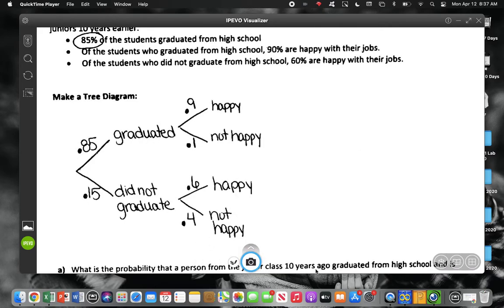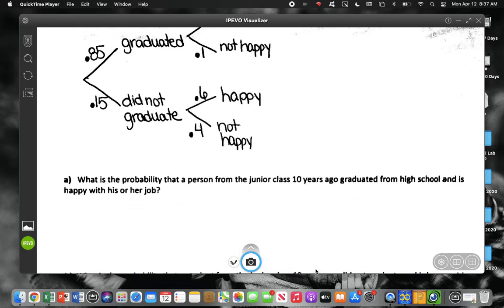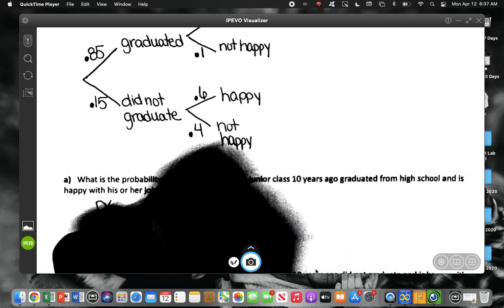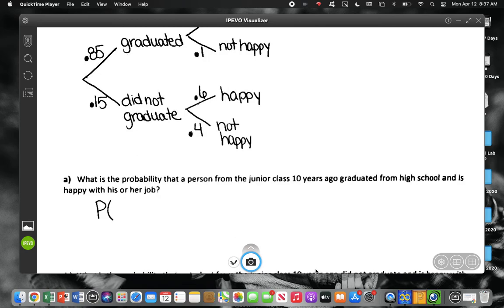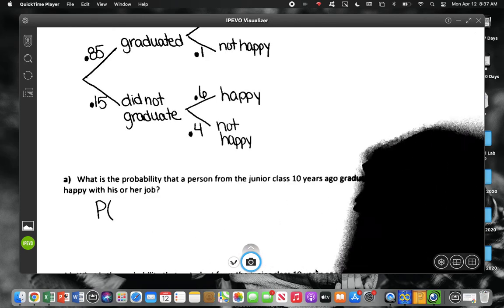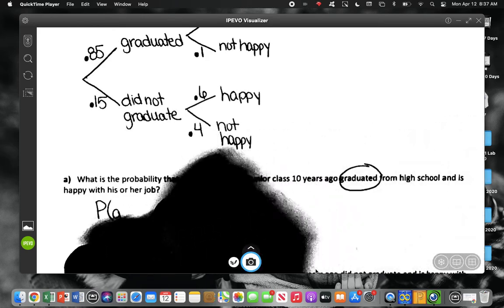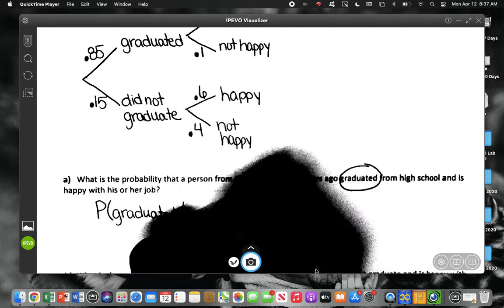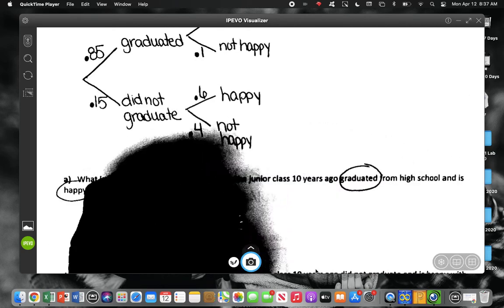So now that we have our tree set up, we can calculate probabilities. On this one, first of all, we're going to put a capital P for probability. It says, what's the probability that the person from the junior class 10 years ago graduated? That's the first thing we want to know. 85%. And happy.